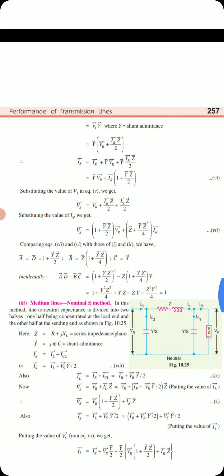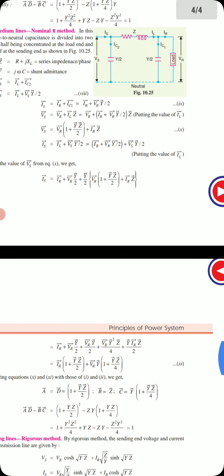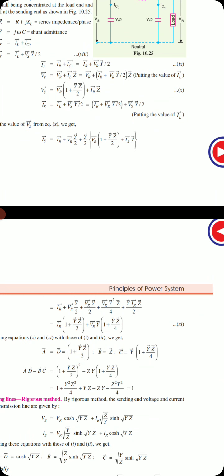Coming to the next, the nominal pi method. The nominal pi method equations I am going to give you directly. After solving this, you will get IS is equal to IR into 1 plus YZ by 2, and VR into Y into 1 plus YZ by 4. That is the 11th equation you can see.